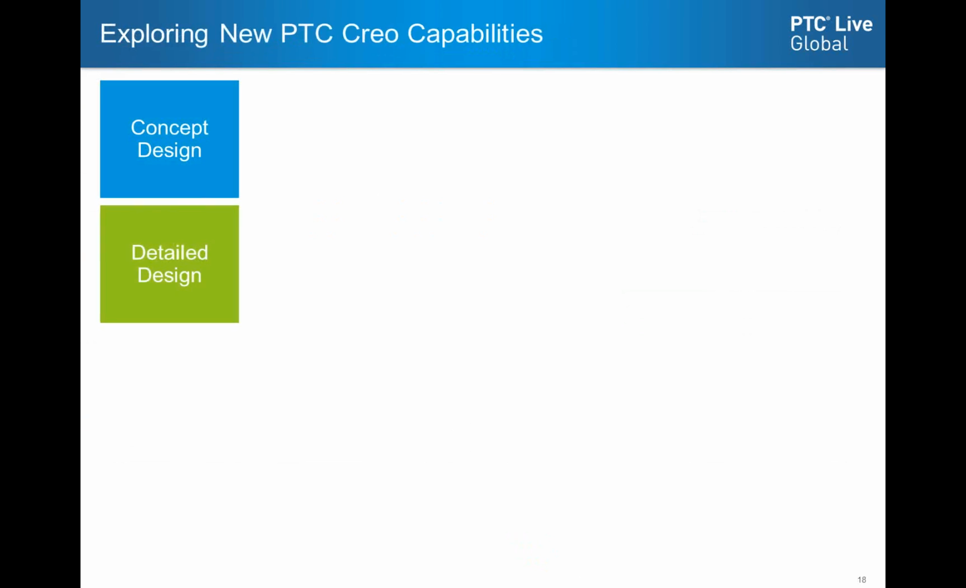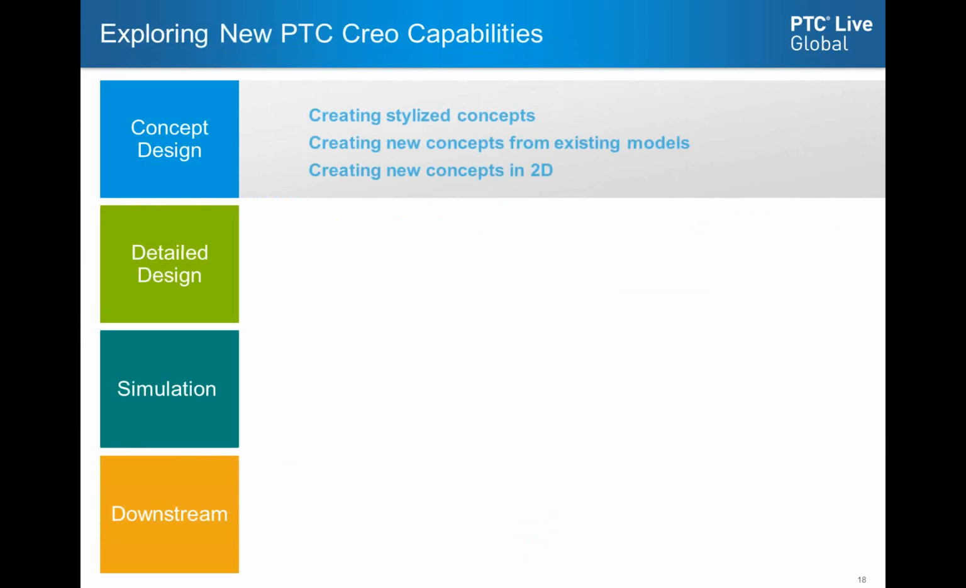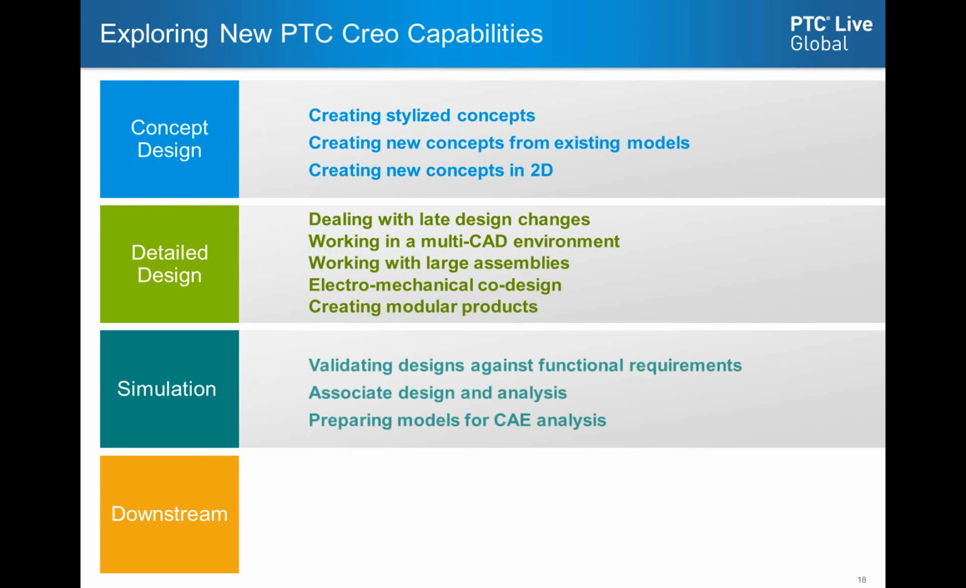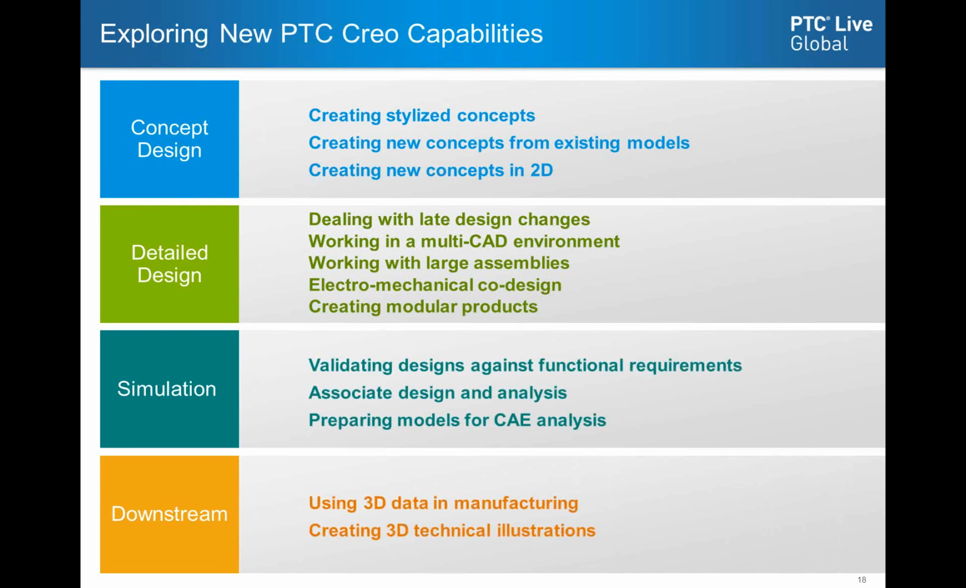So let's take a deeper dive into some of the capabilities that are available inside Creo 2. We focused on 4 main areas: concept design, detailed design, simulation, and downstream. Downstream being mold design, manufacturing, etc. For the purpose of this presentation, I'm really going to focus on some aspects of the top 2, concept design and detailed design.